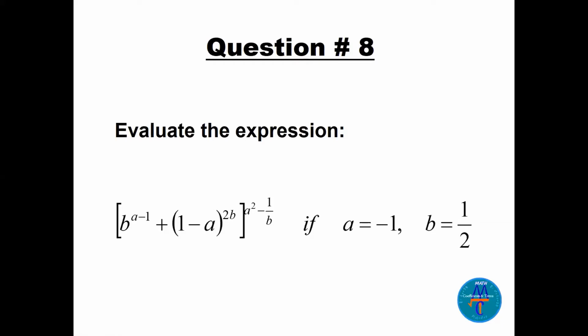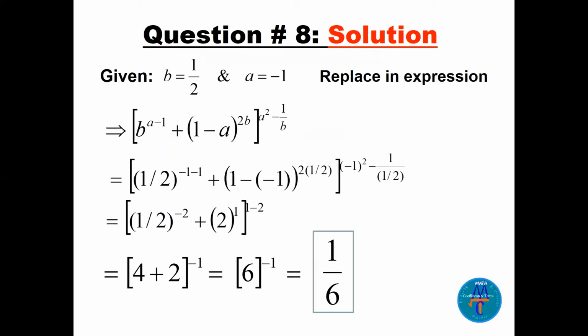Just replace every A here. See, there is an A here, minus 1, there is an A minus 1, there is an A minus 1. Every B, there is a B and B and B. So 3 A's, 3 B's. A's is minus 1, B's is half. Let's see. Did you get an answer, please? Let's try. 1 over 6.